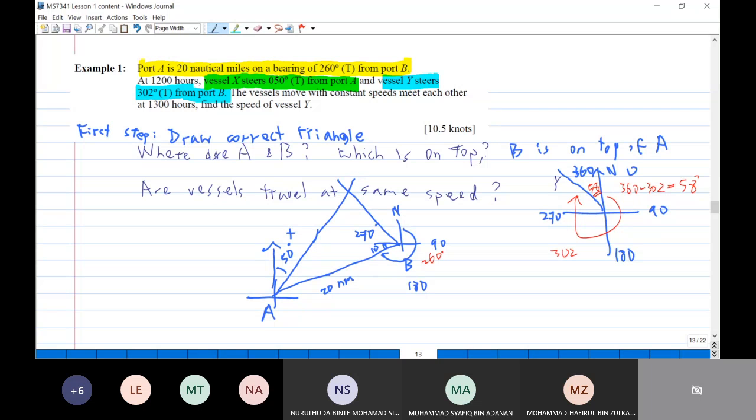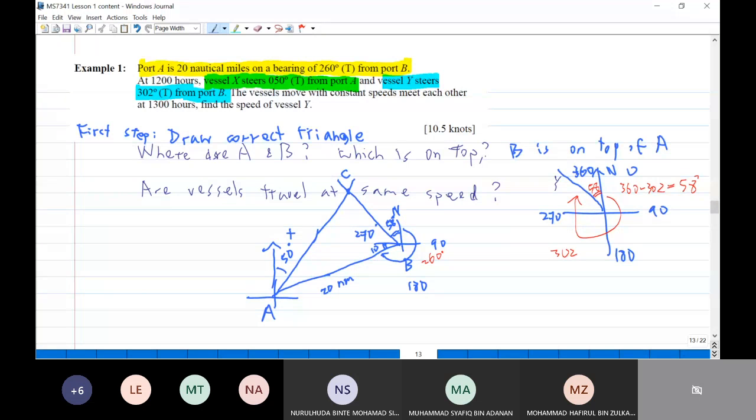And these two ships meet each other at the point C, 1 o'clock. Again, they all move at constant speed. So you get this. So let me fill up the information. What this thing is actually is this 58 degrees here. Okay, 58 degrees here. So you construct a triangle. They meet at this point, which they call C here. So we have 3 points, A, B, and C.